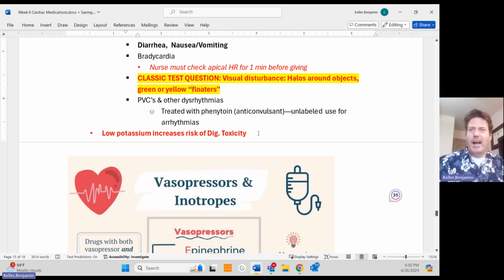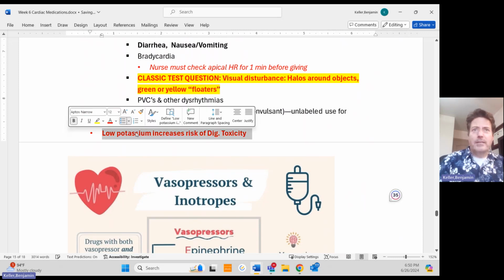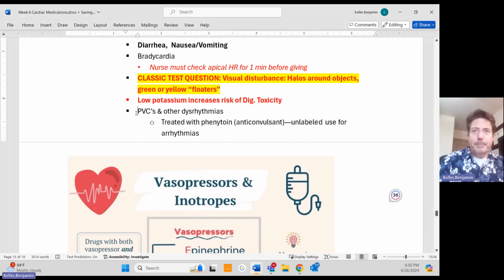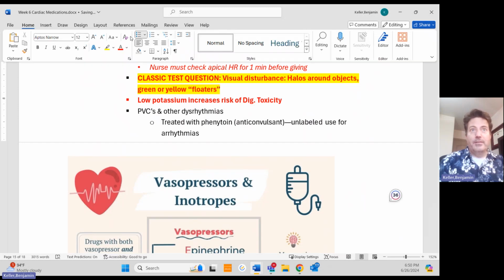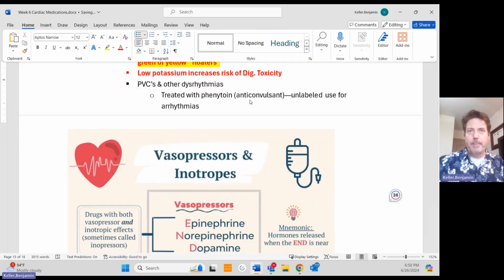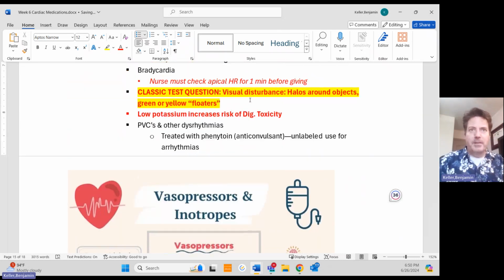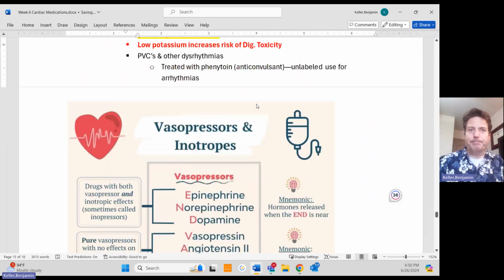And then also, I don't know why that's so important to know, but this should be here. Low potassium increases the risk for digitalis toxicity. And so if they have low potassium, that's one of the things you need to monitor. Digitalis toxicity can increase with low potassium.